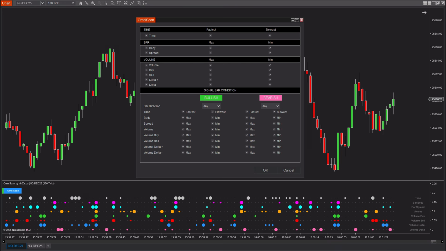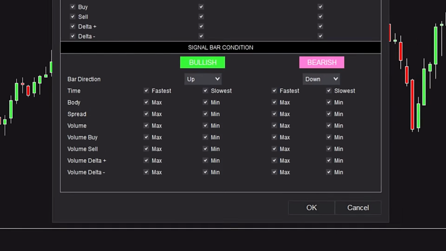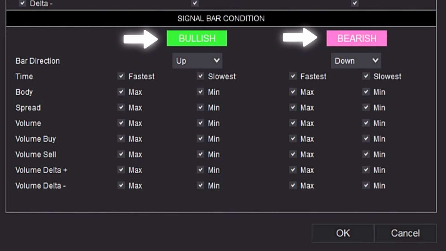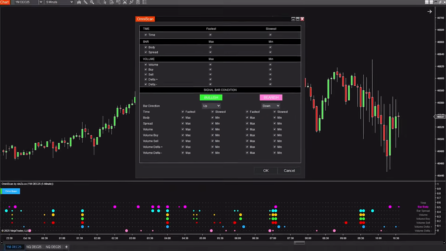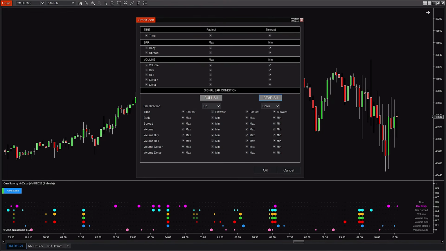Next, let's move on to the signal bar condition section. This is where you define the actual trading signals used by the indicator. In simple terms, this is the decision-making engine that determines when the indicator should trigger a buy or a sell signal. When you open this section, you'll immediately see two main configuration sets. Bullish, used to define the conditions for buy signals. Bearish, used to define the conditions for sell signals. In the signal bar condition section, you're free to toggle each condition on or off to decide exactly how buy or sell signals are generated.